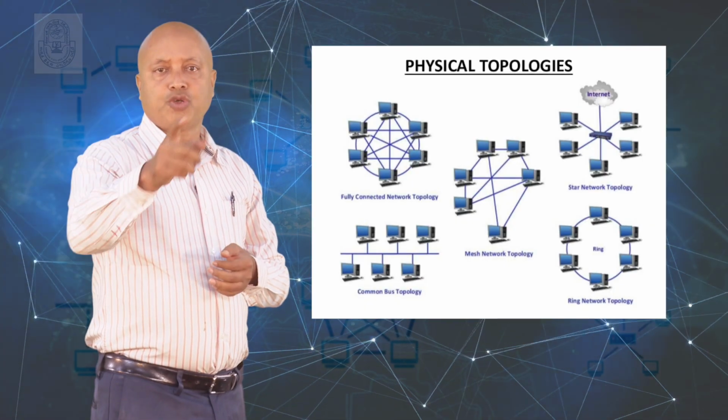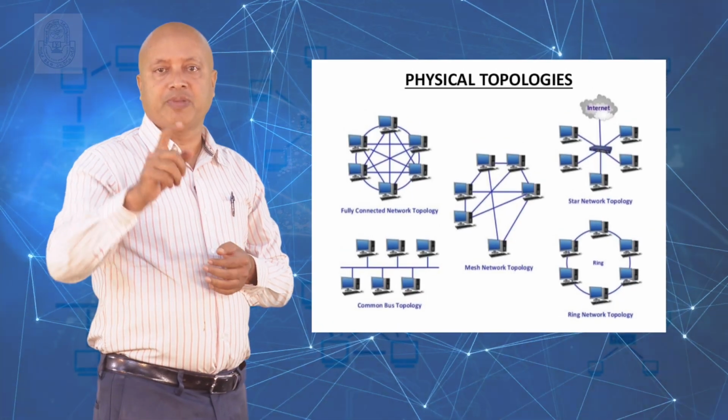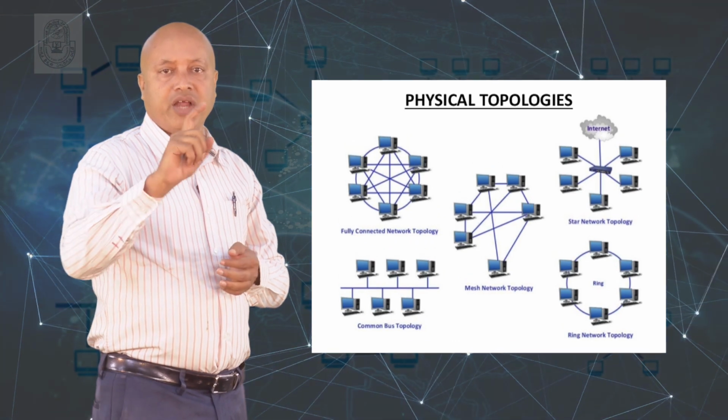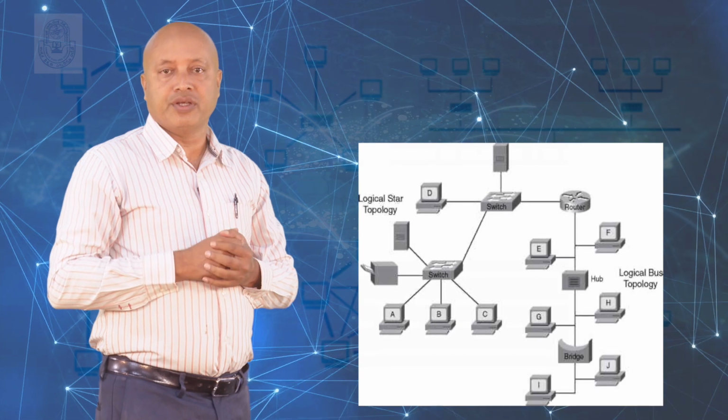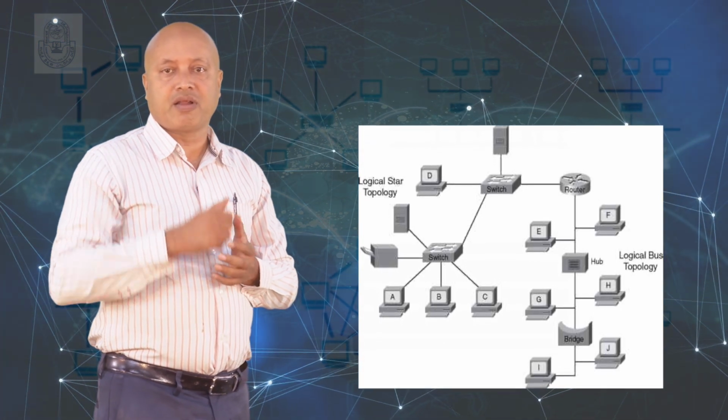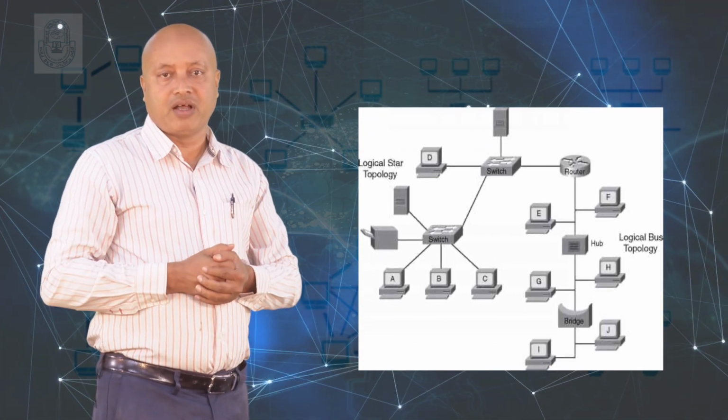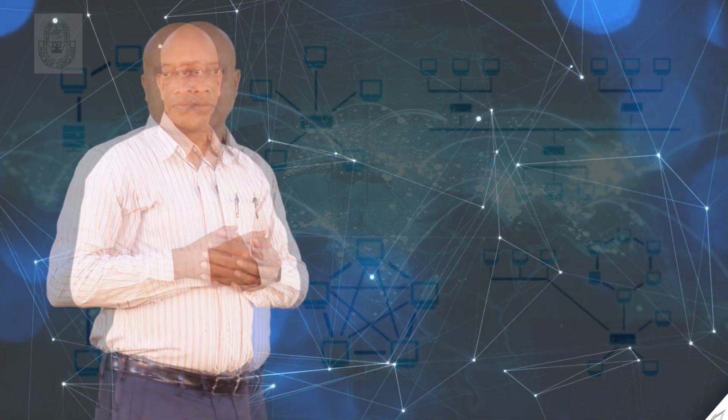Physical and logical topologies. The structure or the layout of the network is called the topology of the network. Network topology is divided into two types. Physical topology. It explains the actual physical layout of the network. Logical topology. It explains the logical flow of the data through the network.